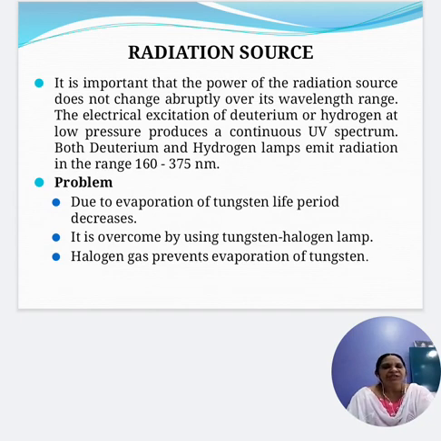For the ultraviolet region, we are using hydrogen lamps. We are using deuterium and hydrogen lamps together to increase the intensity of the light three to five times.